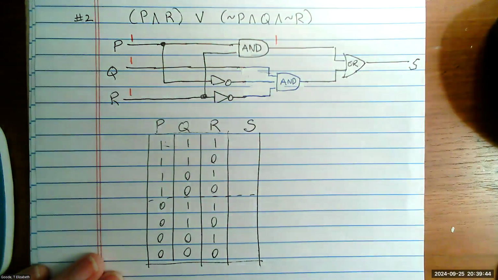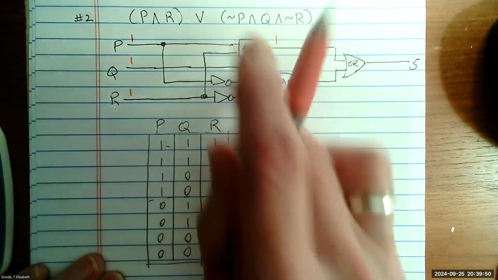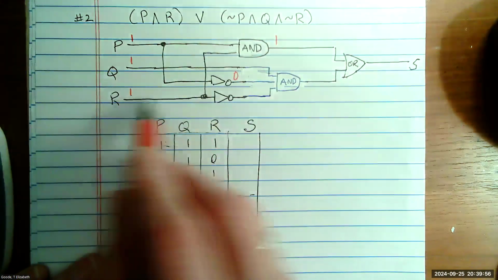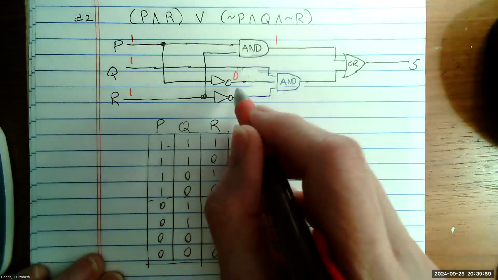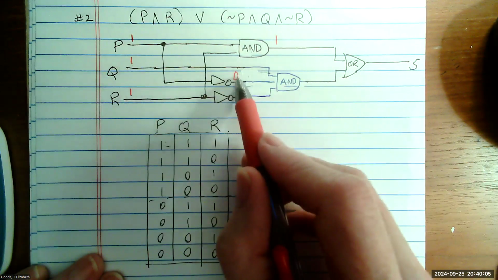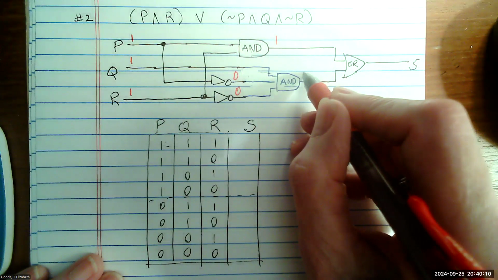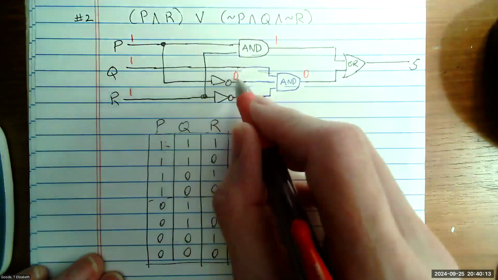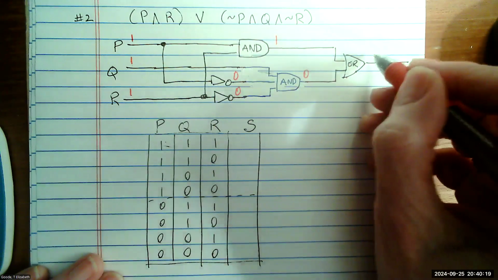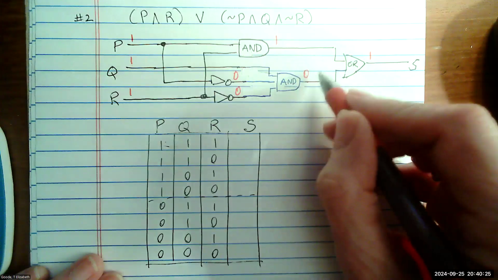Okay. What comes out of this NOT gate? If P is 1, what comes out of this NOT gate? 0. Right. And what comes out of this NOT gate? Because R is 1, what comes out? 0. Yep. And now we're putting a 1, a 0, and a 0 through an AND gate. What comes out? 0. That's right, because they would all have to be 1s to get a 1 out of there. But now we're ORing together a 1 with a 0. What comes out? 1. 1 OR 0 is 1.